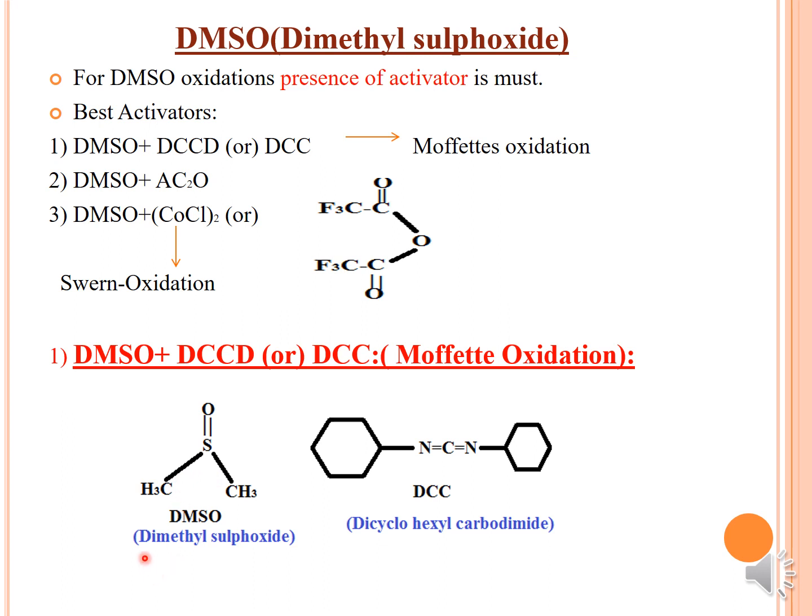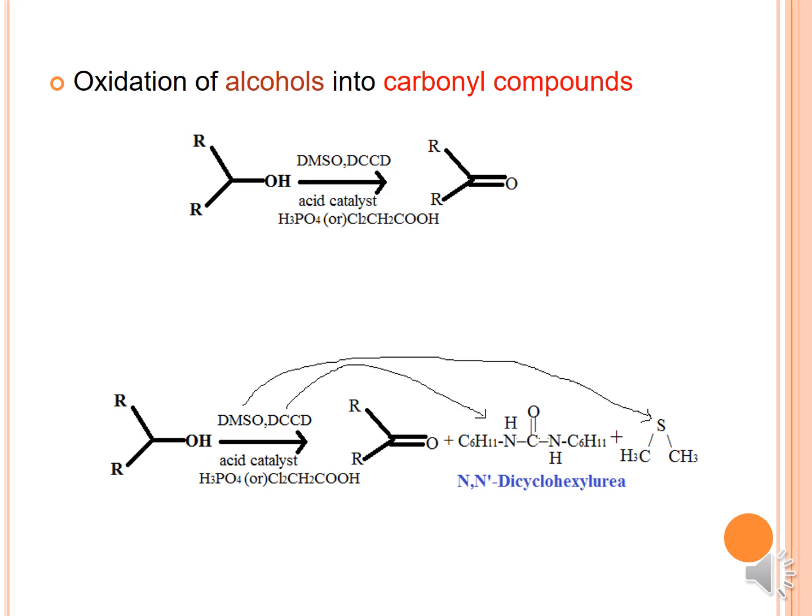DMSO is nothing but dimethyl sulfoxide. You can see the structure over here: two methyl groups are attached to the sulfoxide. And DCC is dicyclohexyl carbodiimide. These are the dicyclohexyl groups attached to the carbodiimide, right? And then moving on to next, what is the function, what does it do?